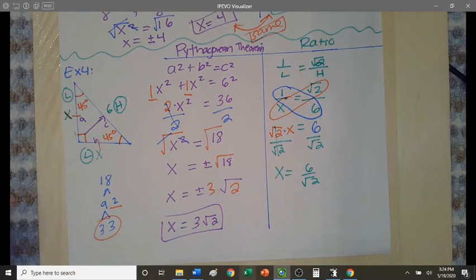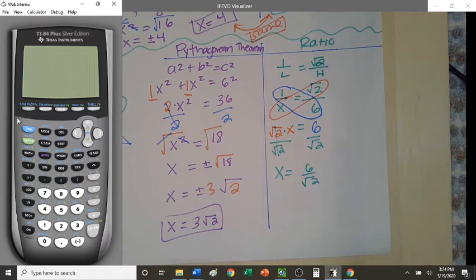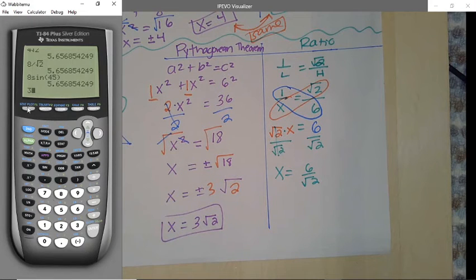If I type it into my nifty, handy-dandy calculator, let me pull that up. Okay, if I type 3 square root 2. Sorry, guys. I'm just going to clear it out. Okay, 3 square root 2 is 4.2. And then if I do 6 divided by the square root of 2, there we go. If you see, they are the same exact answer.